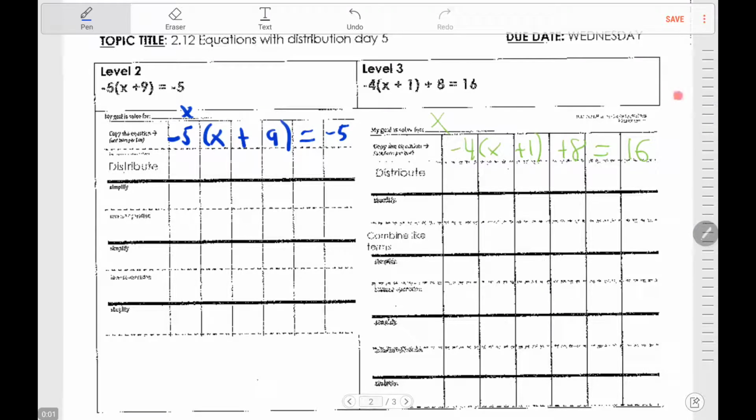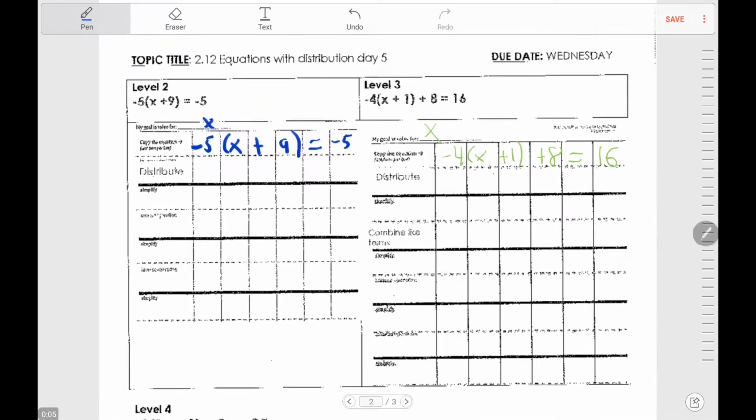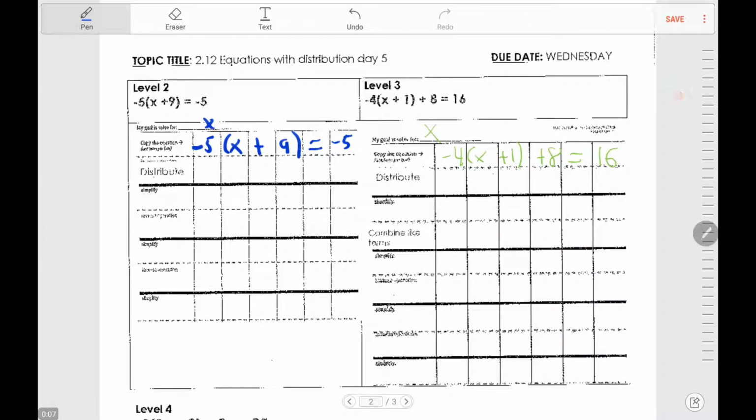Alright everybody, so we're continuing our use of the distributive property. So our first question, -5 times x plus 9 equals -5. Alright, let's get to it. So I copied the equation down already. First step, we'll distribute. So let's make this box.